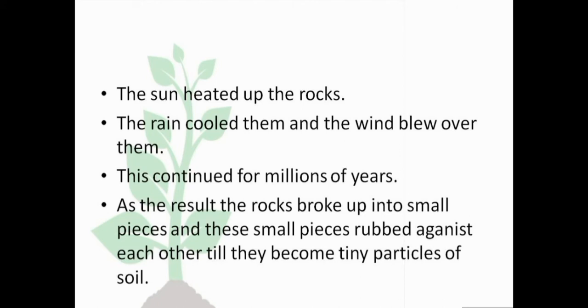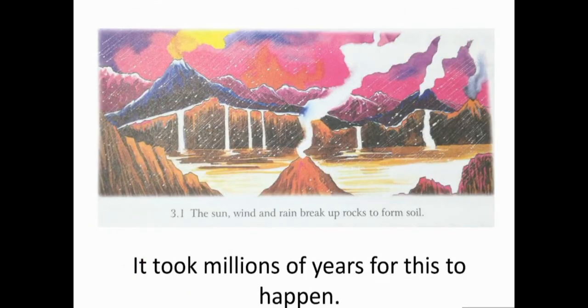The rocks broke up into small pieces and these small pieces rubbed against each other till they became tiny particles of soil. As you can see in the picture, the action of the sun, the wind and the rain breaks up the big rocks to form soil, and it took how many years? It took millions of years for this to happen. So this is the way the soil was formed.